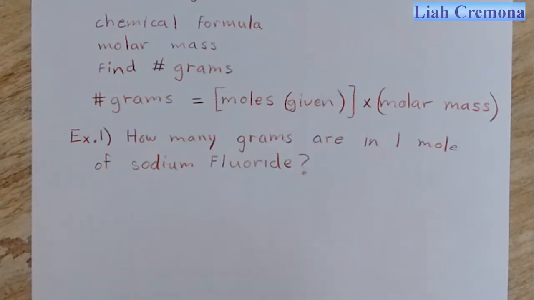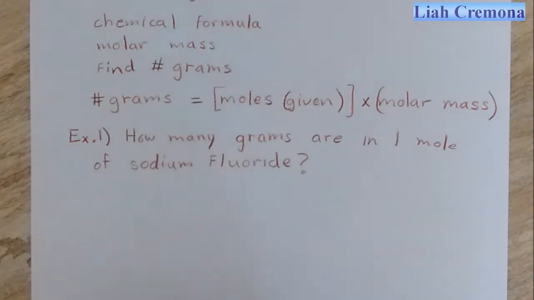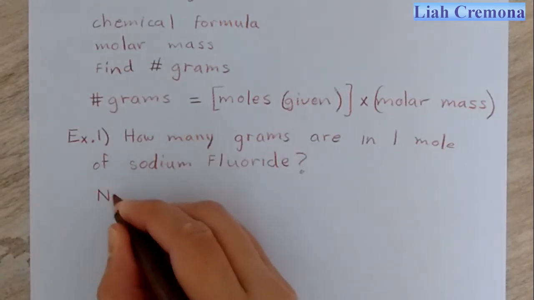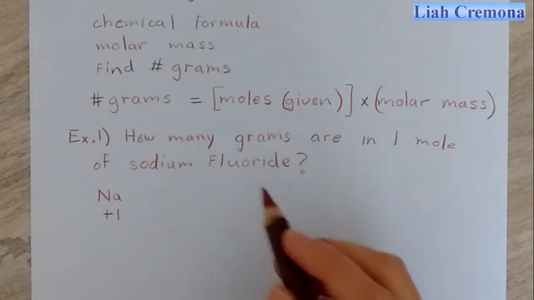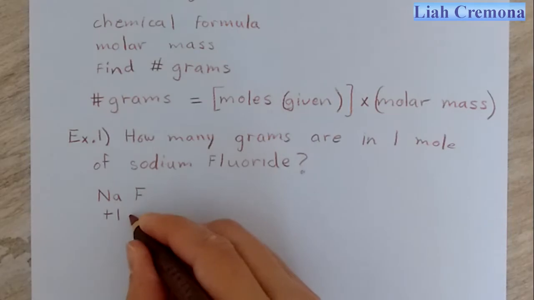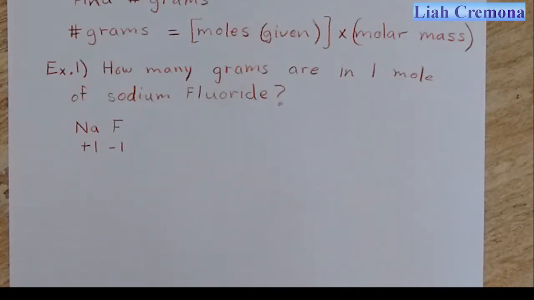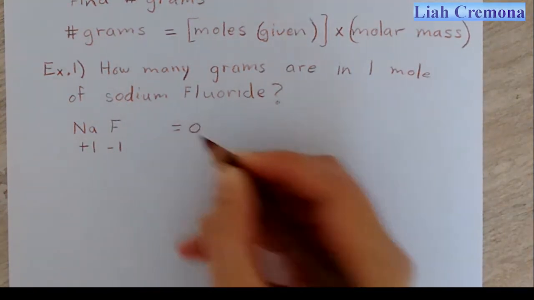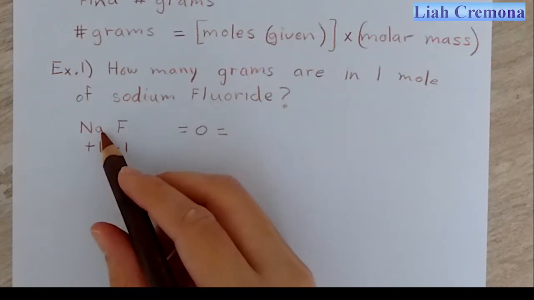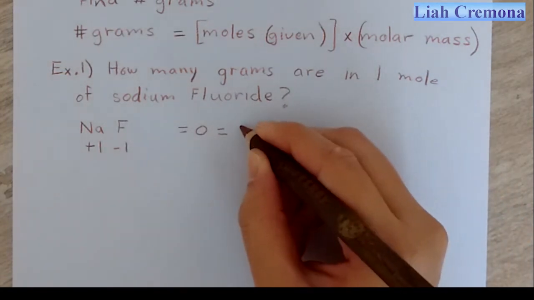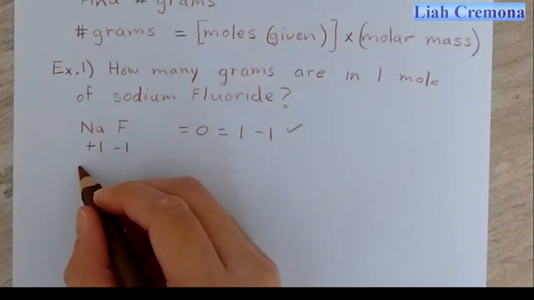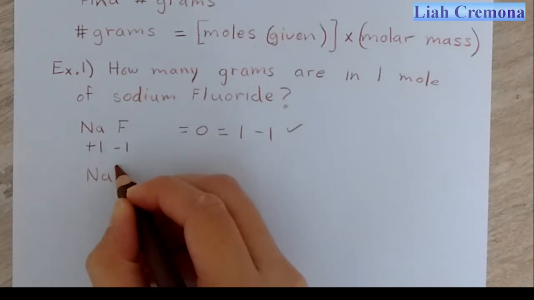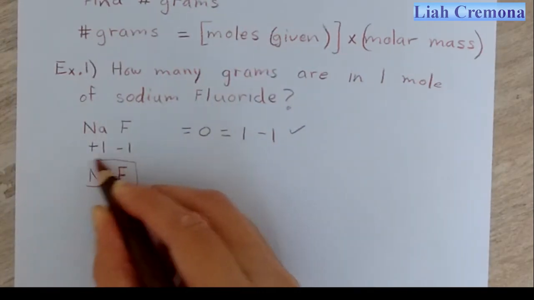Alright, so the first step is to find the chemical formula for sodium fluoride. Sodium is represented by Na and has a positive 1 charge. Fluorine is represented by F and has a negative 1 charge. As in previous examples, the entire charge of the compound must equal 0. So if we add 1 sodium and 1 fluorine together, we have 1 minus 1, which is 0. So we know that we have this as our chemical formula for sodium fluoride.